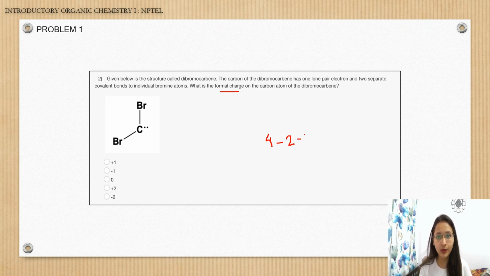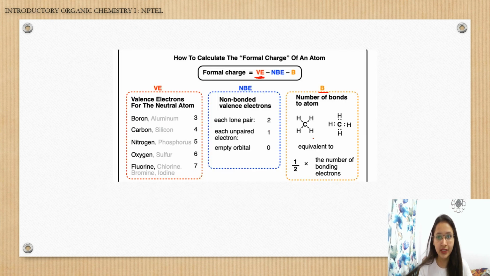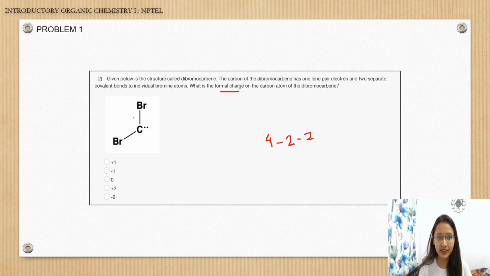So here we can calculate the formal charge: first, 4 is the valency of the carbon atom, right? And then you have answered that 2 is the number of lone pair electrons present, and another thing is also 2, that is, the number of bonds formed by the carbon here. So what is the total? It comes out to be 0. So what will be the formal charge on the dibromocarbene? That would be 0. So the correct answer will be this.